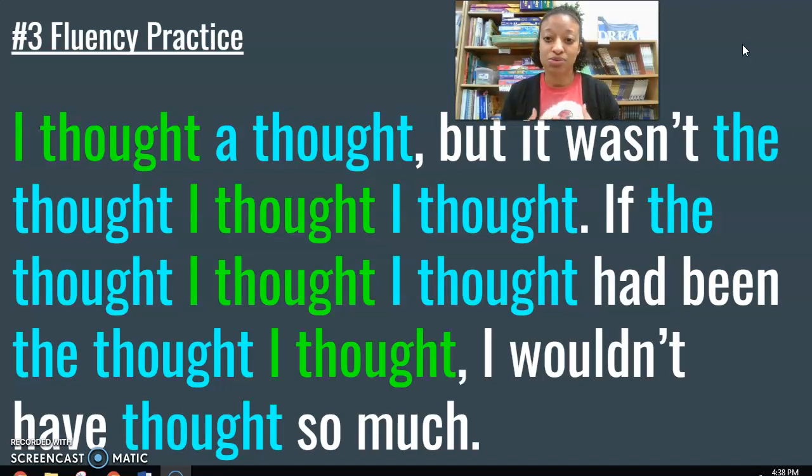Believe it or not, it actually helps with your comprehension if you can change the tone of your voice. So when it's green, your voice goes up. When it's blue, your voice goes down. I'm going to show you what it's supposed to sound like. I thought a thought, but it wasn't the thought I thought. If the thought I thought had been the thought I wouldn't have thought so much. So that should help you a lot more as far as understanding what it means and having thought go from a verb to a noun. That really helps you out.